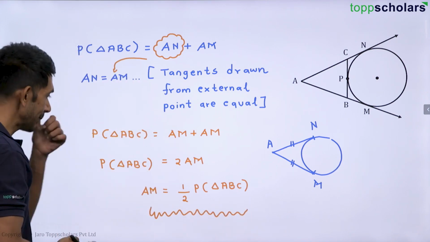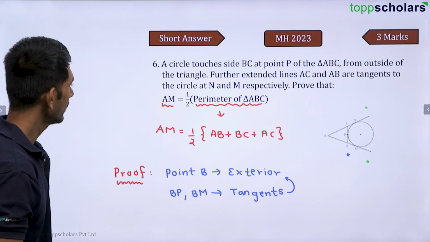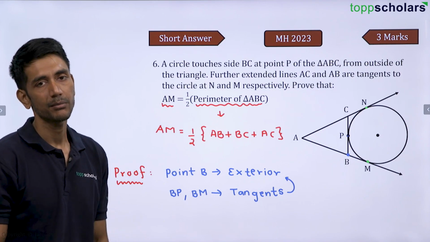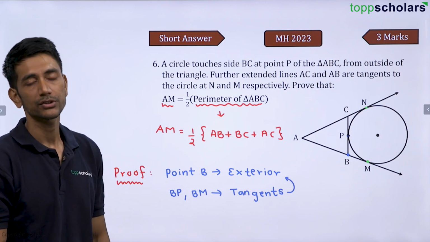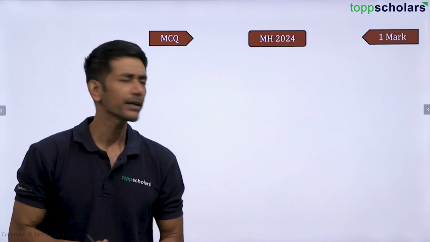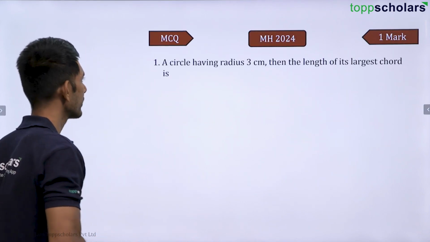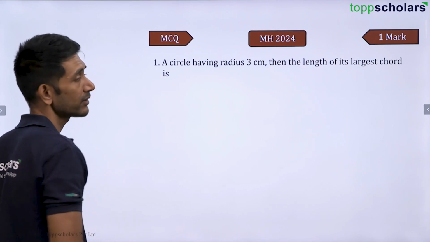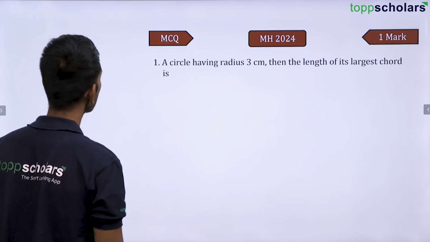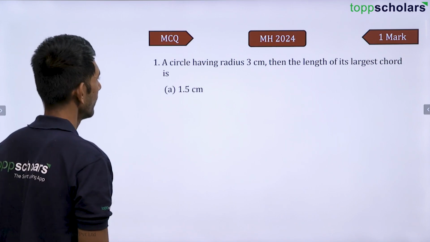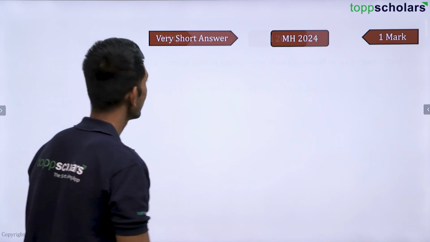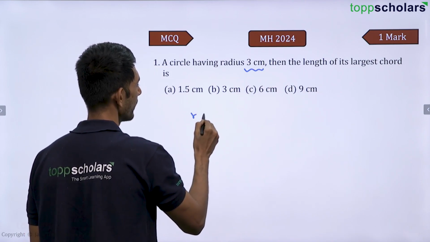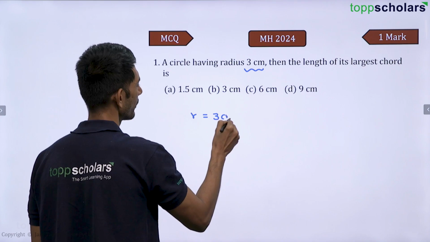So in this particular question, we are supposed to prove that AM is equal to half of the perimeter of triangle ABC. I hope you have understood this question, easy. So let's have a look at a new question, which is an MCQ based question. It says a circle having radius 3 centimeter. If a circle is having a radius of 3 centimeter, then the length of the longest chord is what? This is a simple question again, right? No need to draw the figure also.